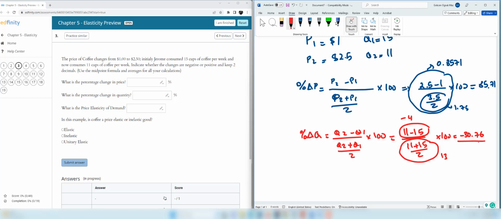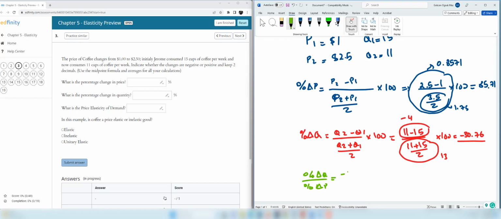So we answer first two questions. Now next we need to find out the elasticity. For elasticity, we need to use this formula. We are going to take percentage change in quantity divided by percentage change in price and then plug the numbers.